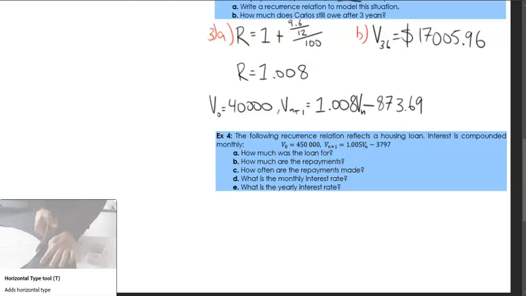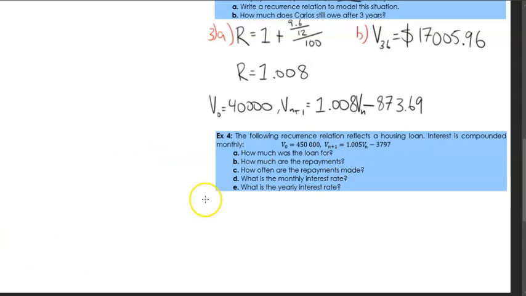Now, let's have a look. How much was that loan for? So the loan, how much it was borrowed, is just the initial amount here. So the loan is just equal to 450,000.